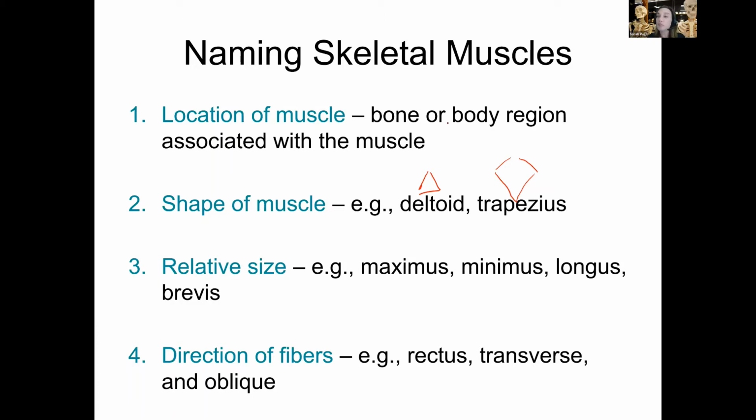So we can name them for their shape. We can also name them for their size. So we have muscles like maximus, medius, and minimus. Your gluteus muscles are named based on their size. So you have one that's really large, then underneath it you have a medium, and then you have a small, right? Maximus, medius, minimus.